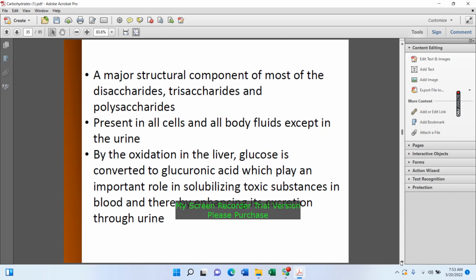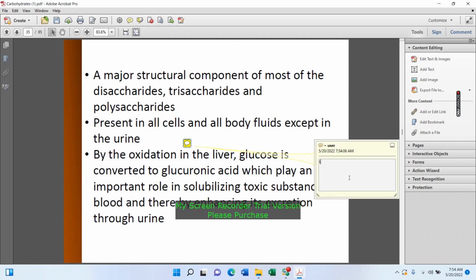Glucose is a major structural component of most of the disaccharides, trisaccharides, and polysaccharides present in all cells and all body fluids except urine. So the only body fluid where you can't find glucose is urine.